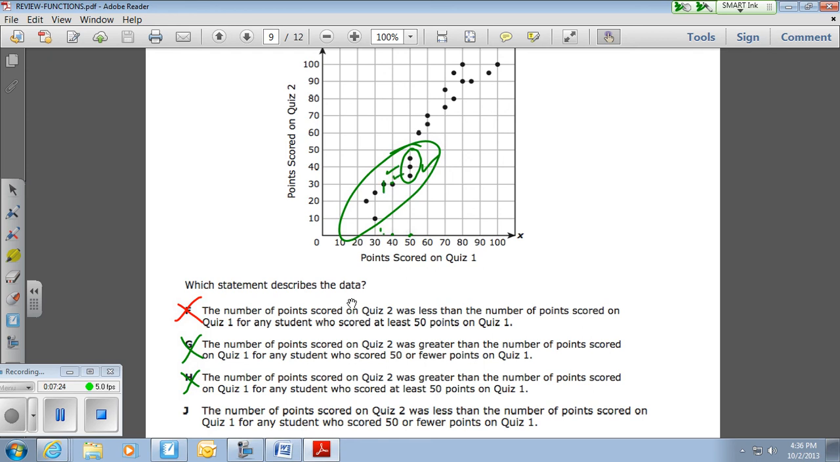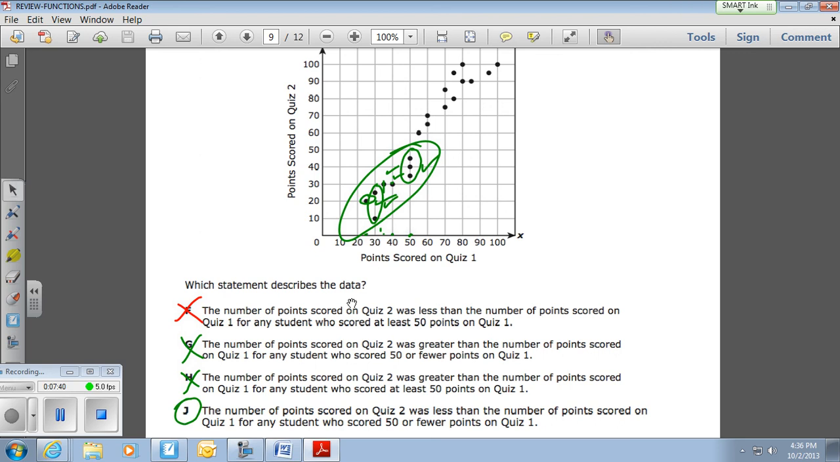So those check out. When they scored 30 on 1, they scored a 10 and a 25. So those check out. When they scored a 25 on quiz 1, they scored a 20. So all those check out. So that means J is a true statement.